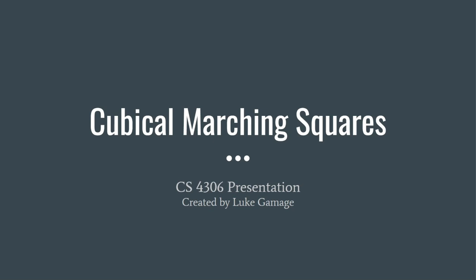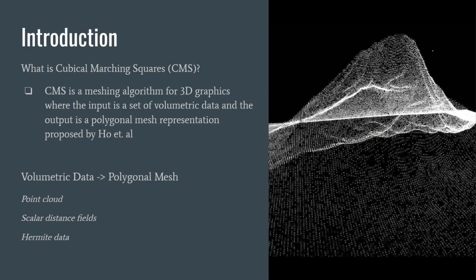Today, I will be presenting and analyzing the algorithm called cubical marching squares. So, what is cubical marching squares, otherwise known as CMS? Well, CMS is a meshing algorithm for 3D graphics where the input is a set of volumetric data and the output is a polygonal mesh representation. Now, for a majority of you, that sentence probably did not make much sense, so I will try to elaborate further on what I mean.